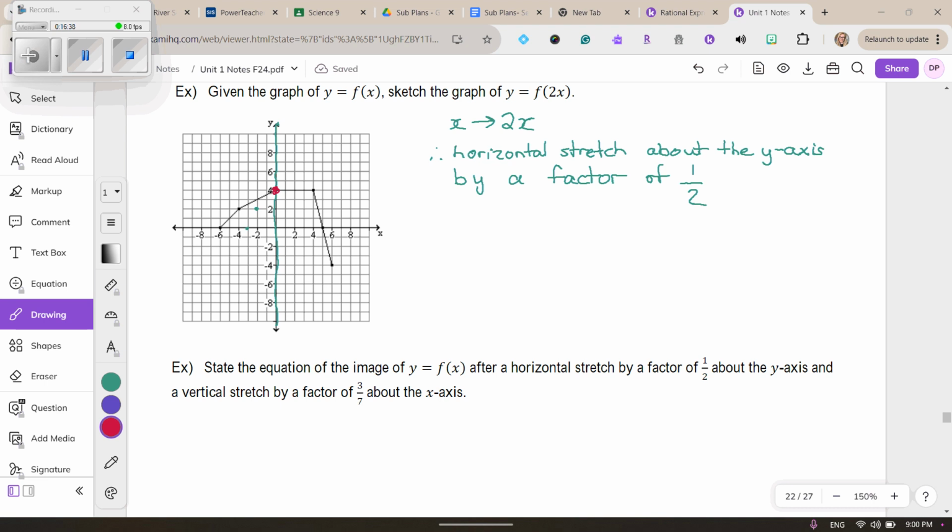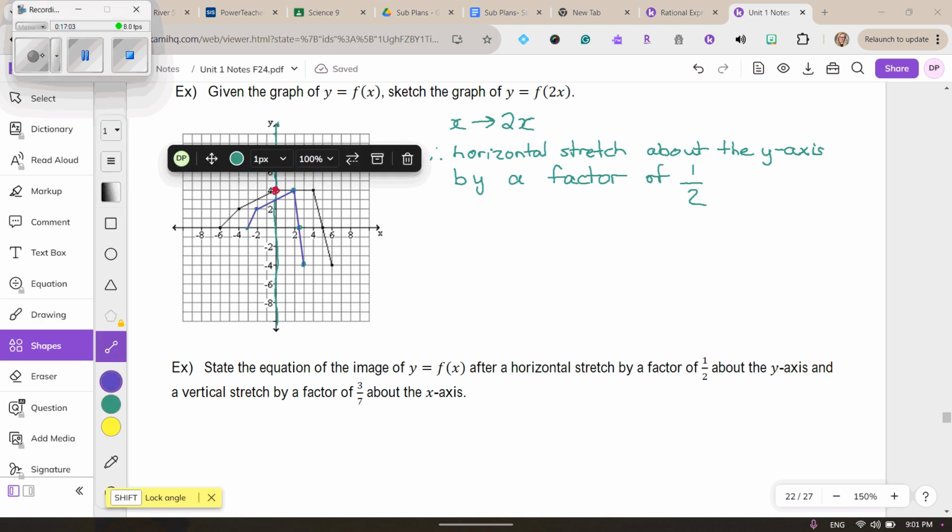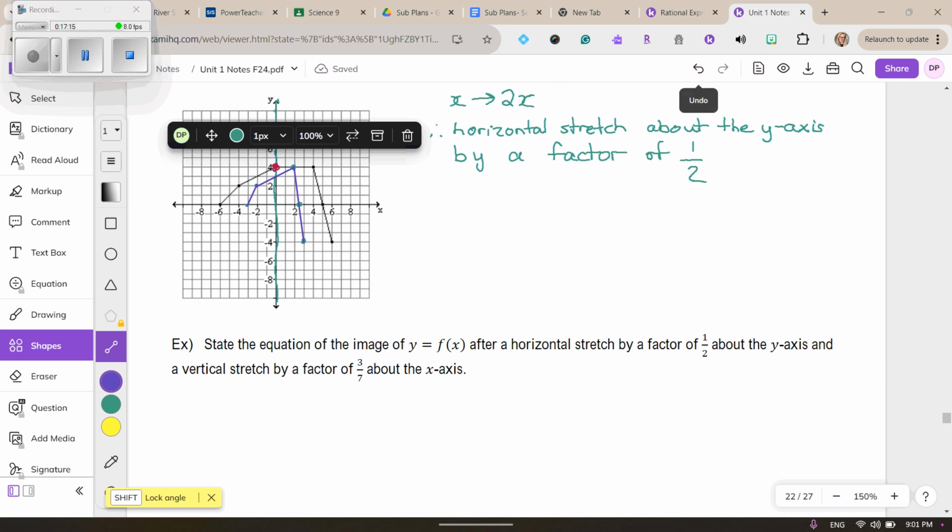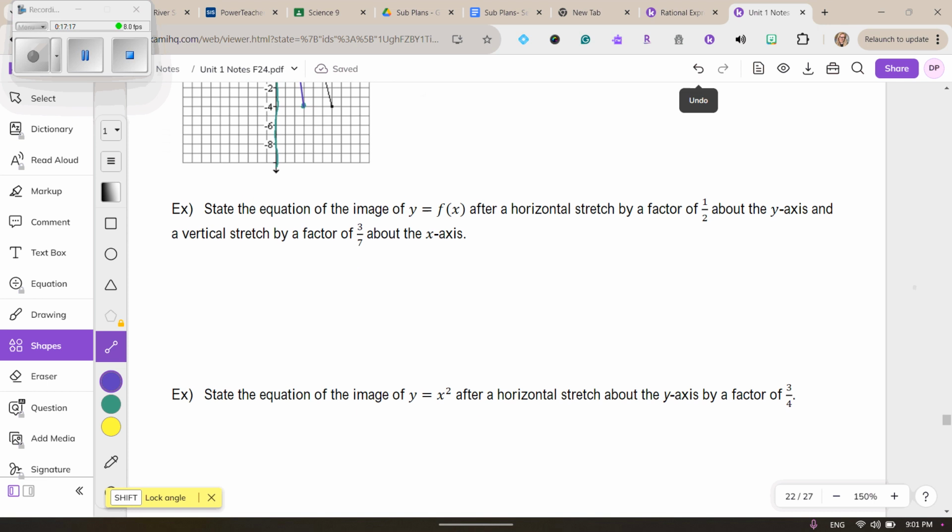My point at 4, 0 here is going to be multiplied by 1/2 to give us 2, 4. And then 5 is going to come to 2.5, and 6 is 3. So once you have plotted your points, go ahead and connect them. The blue line is my completed graph of y equals f of 2x. We have taken it and stretched it horizontally about the y-axis by a factor of 1/2. Let's try the next one.